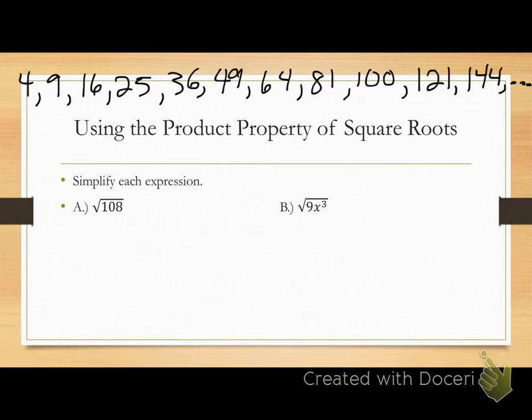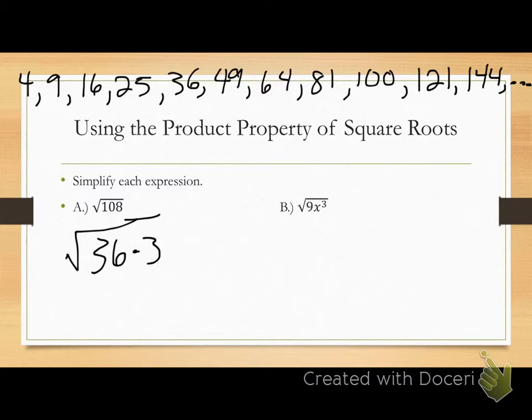16? 16 times what would give me 108? It'd be 36. 36? 36 times what would give me 108? 3. 3? Let's try it. Okay, 36 is a perfect square. 36 times 3 is 108, right? Are there any perfect squares that go into 3? Nope. Ding, ding, ding. There's my biggest perfect square. Does everyone see how we did that? Yeah.